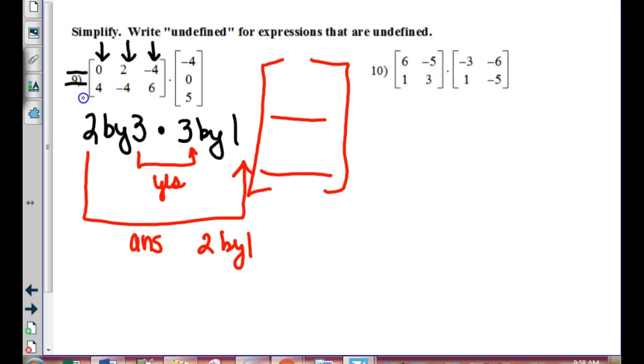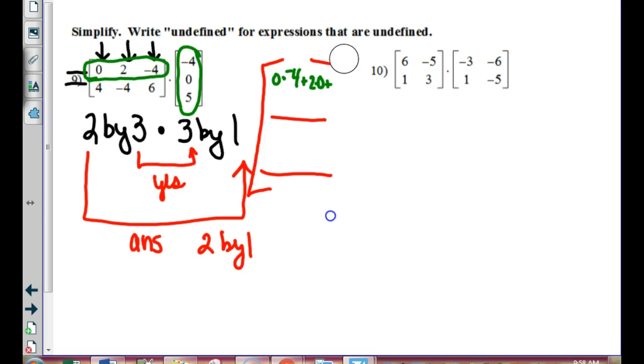Okay. So row 1 by column 1 goes in this spot. Can you write down what we're typing? What are we typing? 0 times negative 4 plus 2 times 0 plus, I should have made mine bigger. Plus what? Negative 4 times 5. Which all boils down to what? Negative 20, yeah, because we multiplied the first two by zeros.